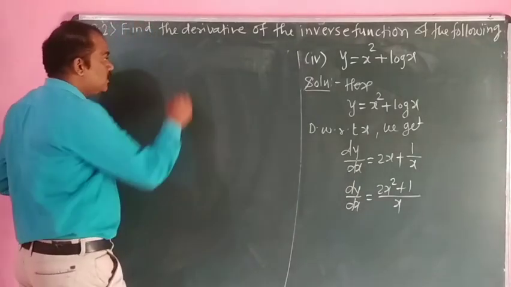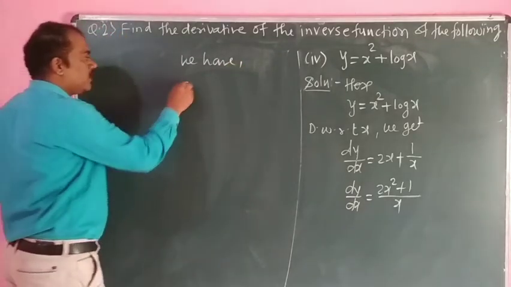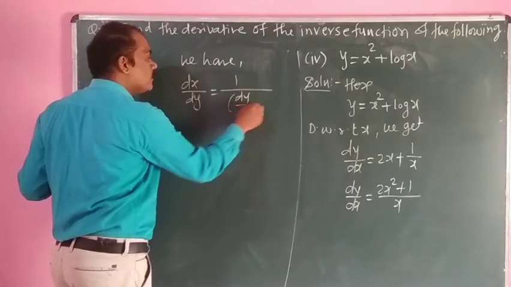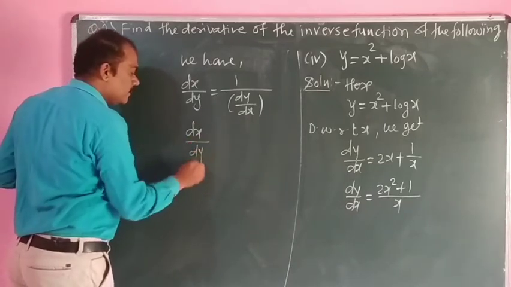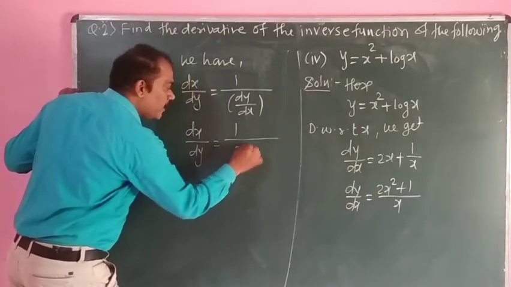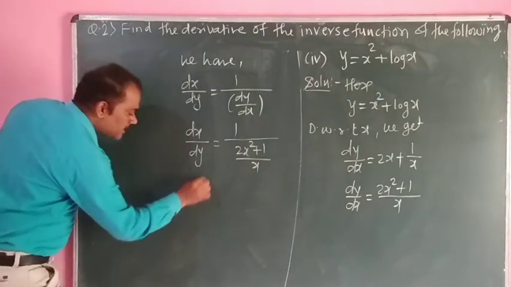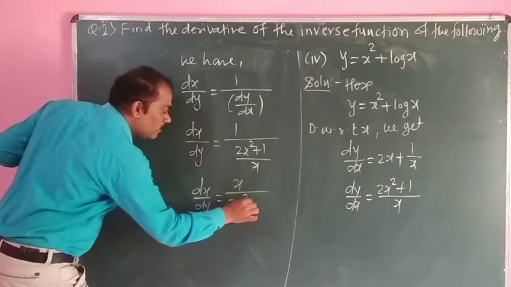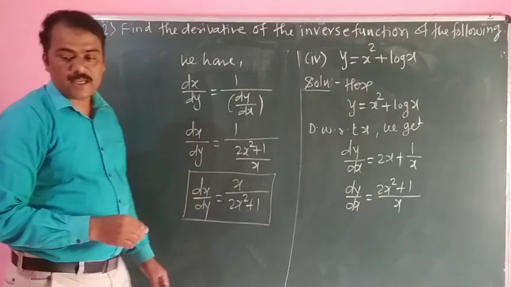Okay, we have to use the theorem related to derivative of inverse function, so that we can write dx by dy is equal to 1 upon dy by dx. So that we have to get dx by dy is equal to 1 upon, what is the value of dy by dx? This one, that is 2x square plus 1 divided by x. After simplification, dx by dy is equal to x divided by 2x square plus 1, which is the required answer.